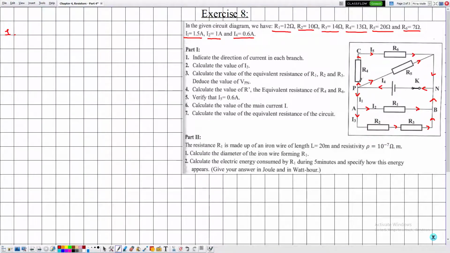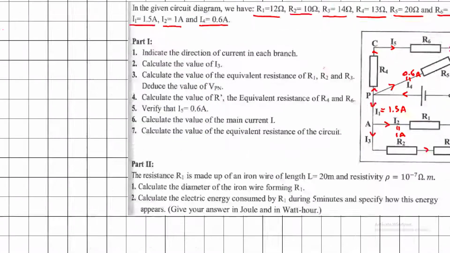So now after we have indicated the direction of the current, let me place the values here. This is 1.5 amperes, the value of I1. Now the value of I2 is given by 1 ampere. The value of I4, which is in this branch, is given by 0.6 amperes. So done. Now as for number 2, they are telling me to calculate the value of I3.